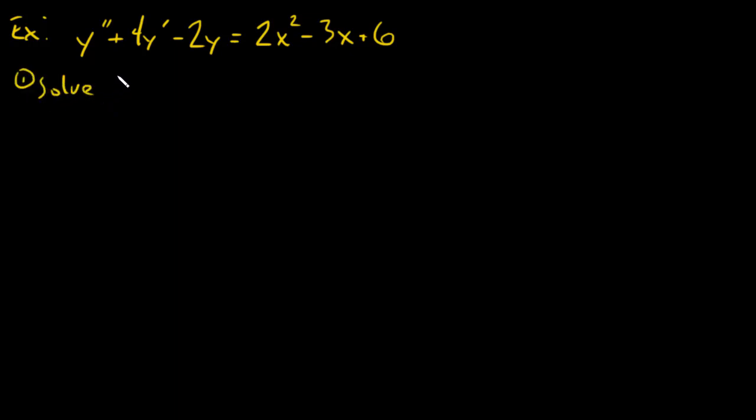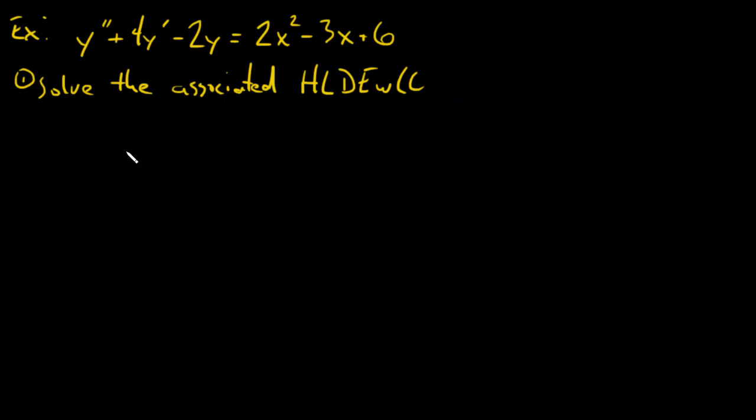So we're going to start off with something that looks like, oh, I cannot wait to show you this, y double prime plus 4y prime minus 2y equals 2x squared minus 3x plus 6. Step 1. Solve the associated homogeneous linear equation with constant coefficients. I didn't want to write all that.